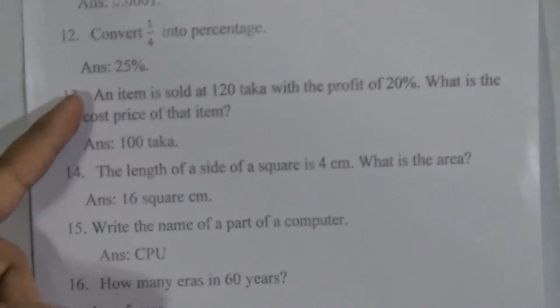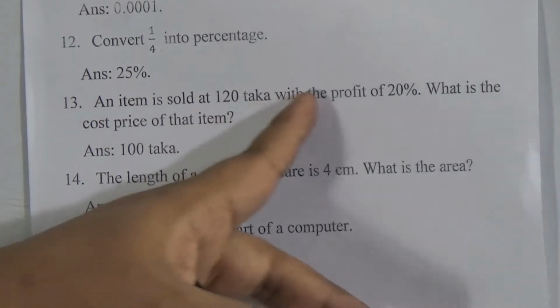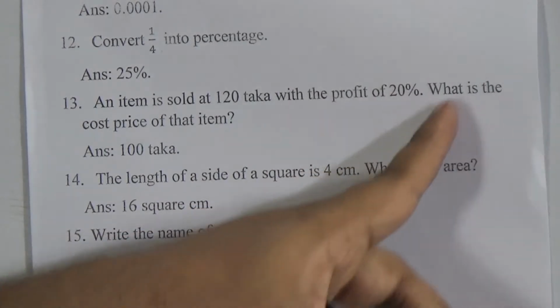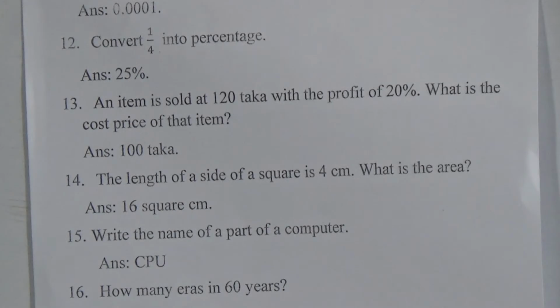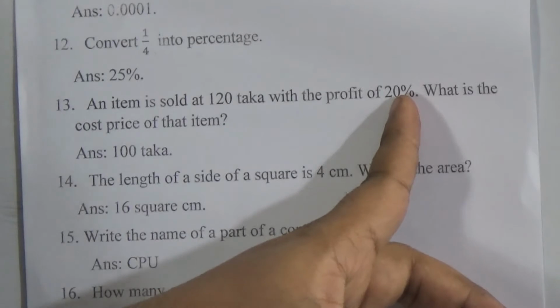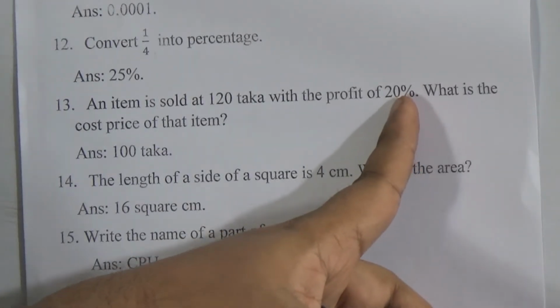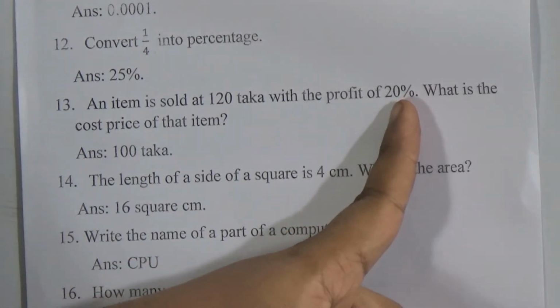Okay, question 13, an item is sold at 120 taka with a profit of 20%. What is the cost price of that item? My dear student, we know that profit or loss is counted on the cost price. So here you notice 20% profit means if the cost price is 100 taka, then the selling price must be greater than 100. So how much? 100 plus 20, and it will be 120 taka.